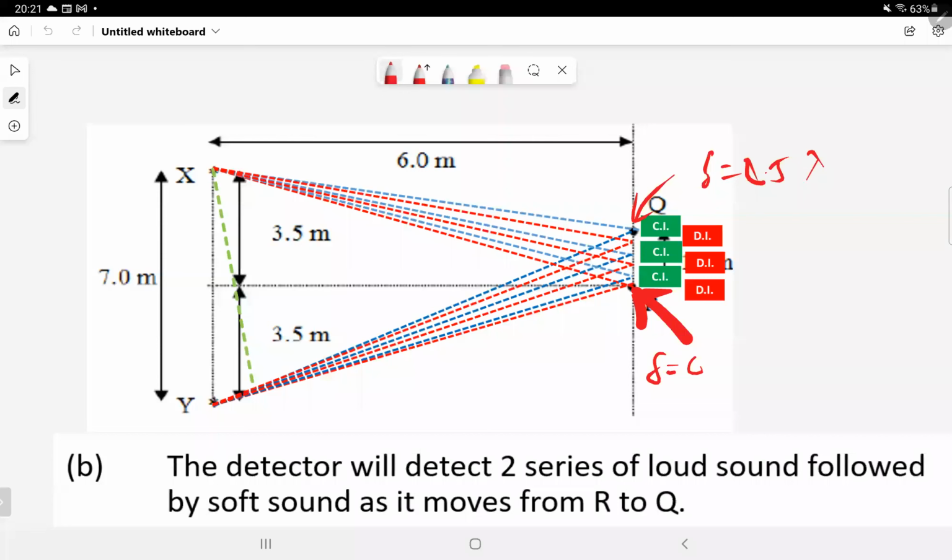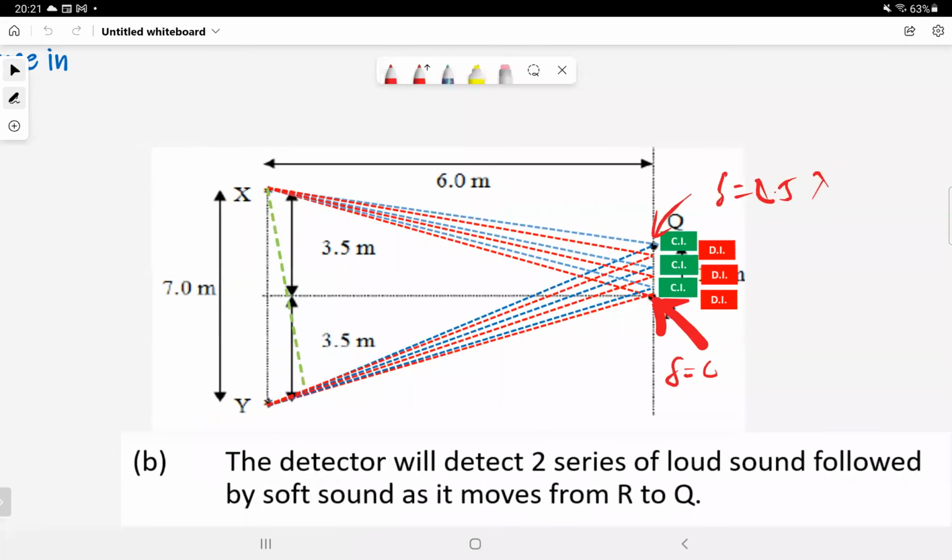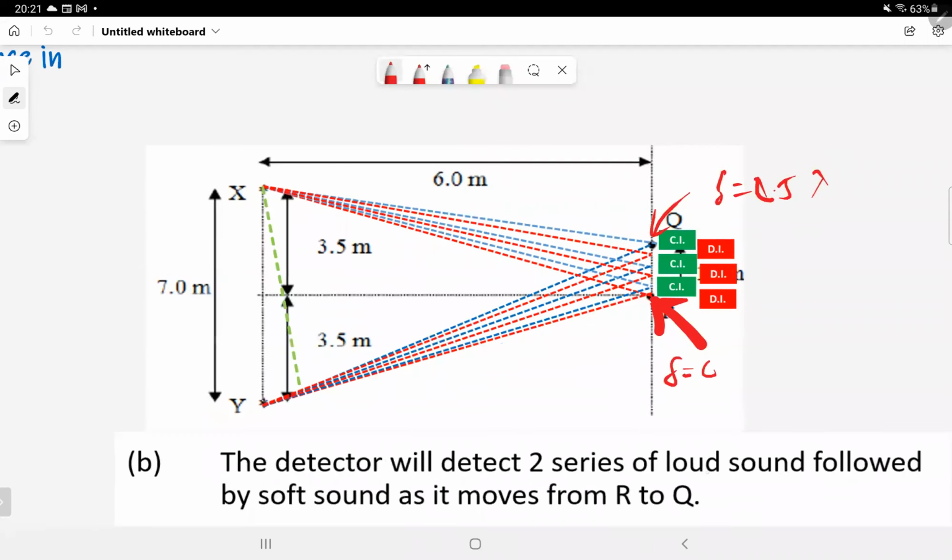Therefore, you will detect 2 series of loud sound followed by soft sound, because you start off with the destructive. So you get constructive, then destructive, then constructive, then destructive. So 2 pairs.